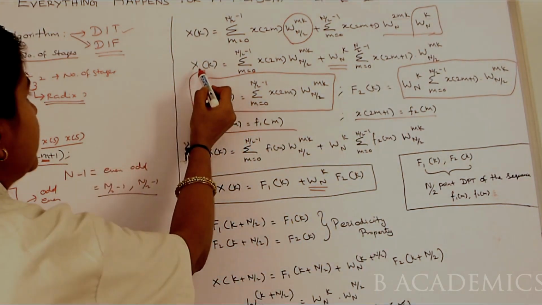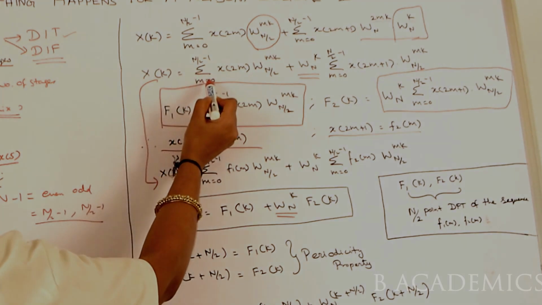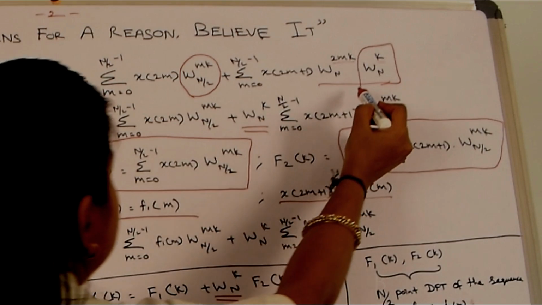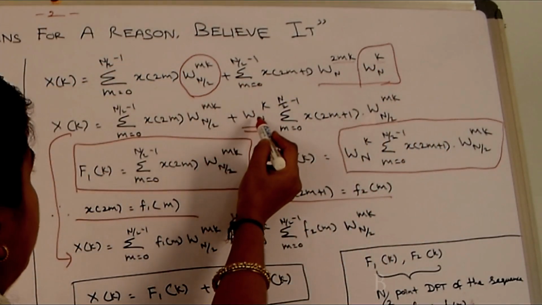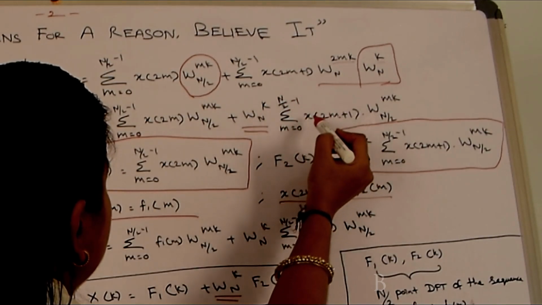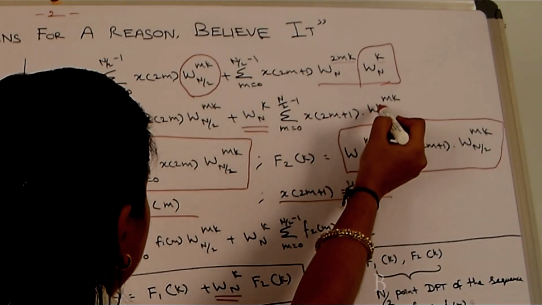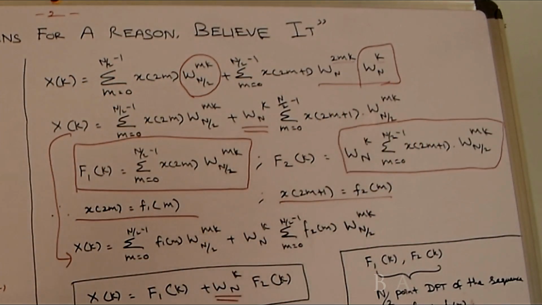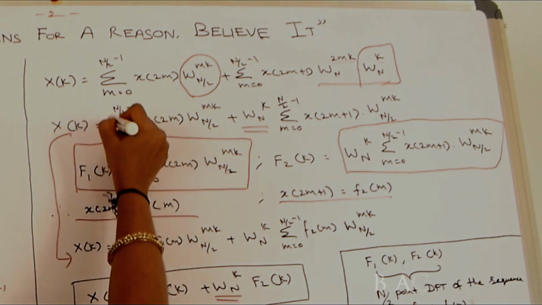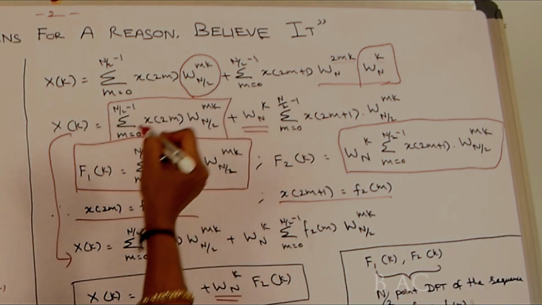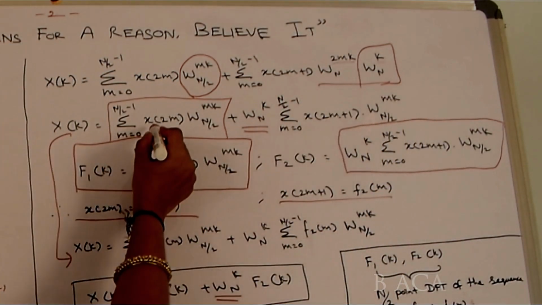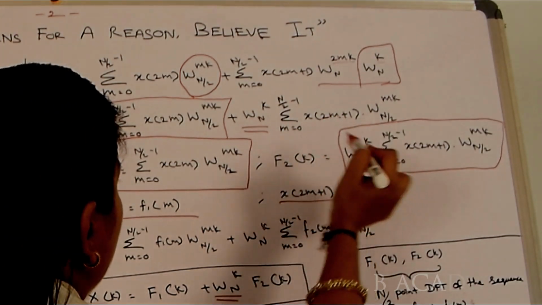So in the next equation, x of k is equal to summation m equal to 0 to n by 2 minus 1, the same thing, plus this term I have taken outside, W n k, summation m equal to 0 to n by 2 minus 1, x of 2m plus 1, W n by 2 mk. And here, this term can be written as function of k, and this term can also be written as function of k. So this is f1 of k and this is f2 of k.